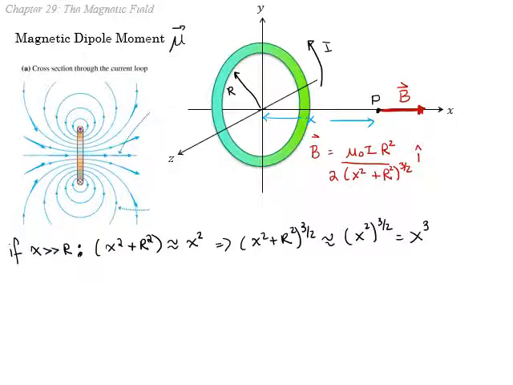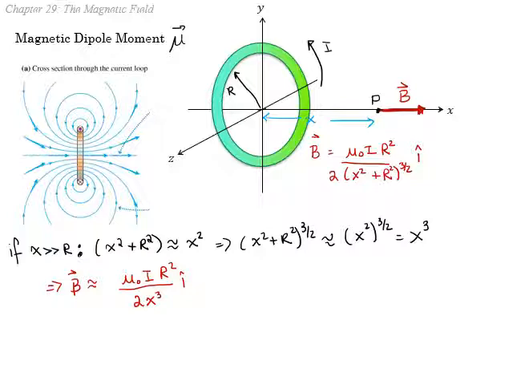So as long as our distance is far away compared to the radius, our denominator is going to simplify a bit. So let's put in our approximation. This gives us for our magnetic field approximately mu naught times I times r squared over 2 times x cubed, and that's in the x direction.